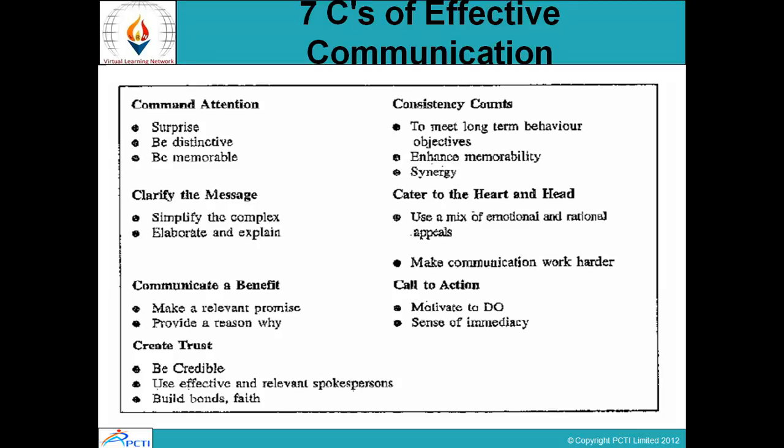Another C of effective communication is consistency counts. Consistency also plays a very important role in effective communication, and it can be brought about by meeting long-term behavior objectives, by producing a synergetic effect, that is, the total effect is greater than the individual effects, and by enhancing memorability, that is, memorable words which enhance the effectiveness of the communication.